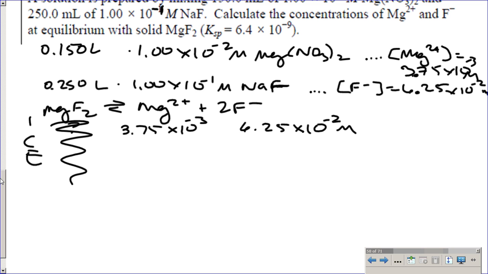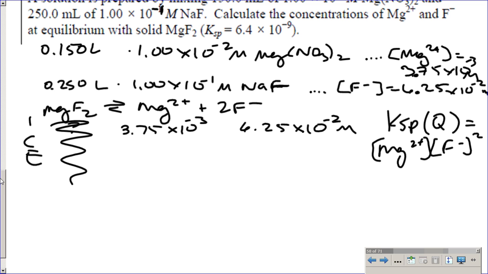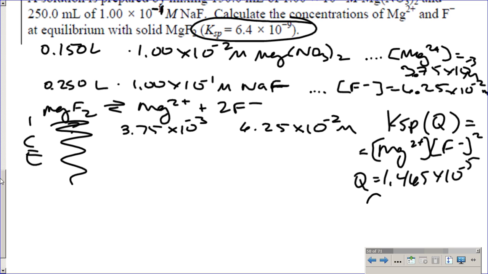The Q expression is magnesium 2+ times fluoride squared. I need to plug those values into that, and you guys will tell me what you think in a second. Alright, so Q is 1.465 times 10 to the negative 5. Is that greater or less than the KSP value given? KSP is 6.4 times 10 to the negative 9. Greater. Okay, so it's greater.